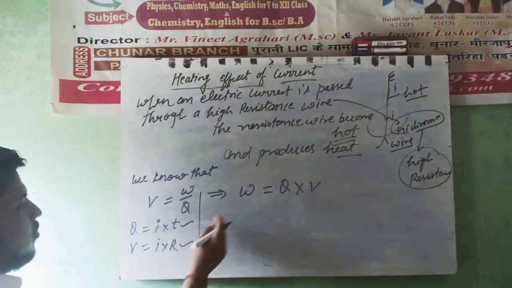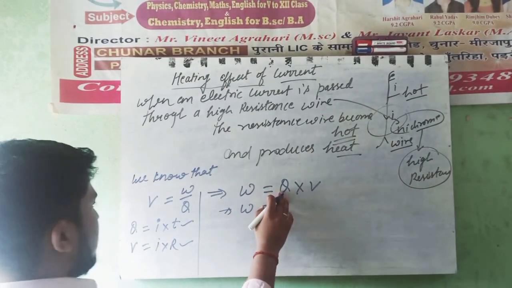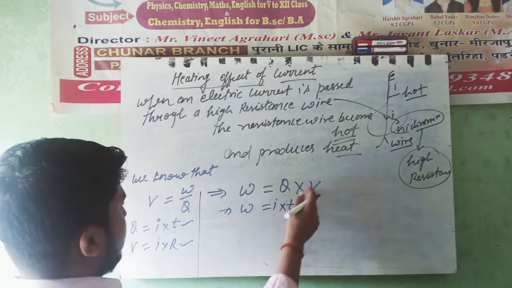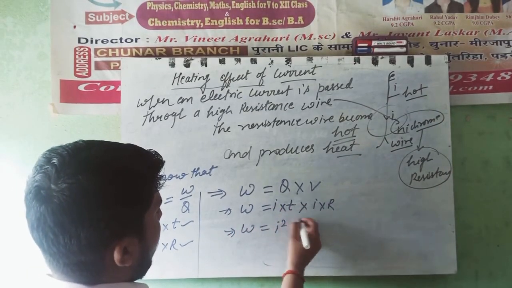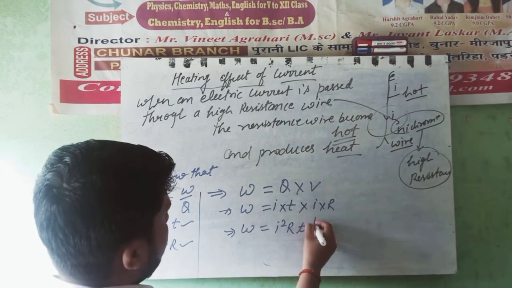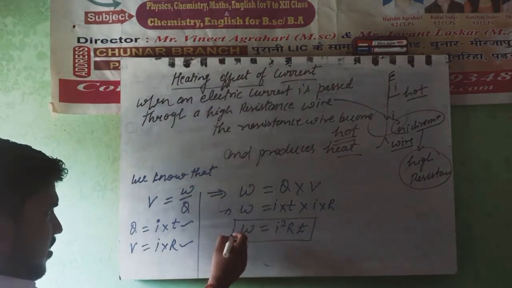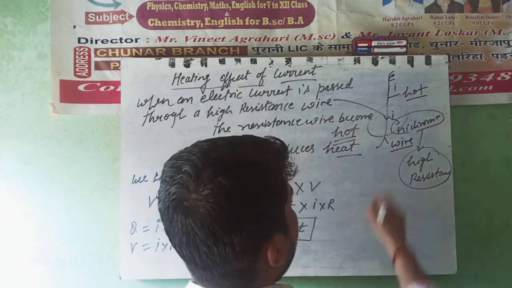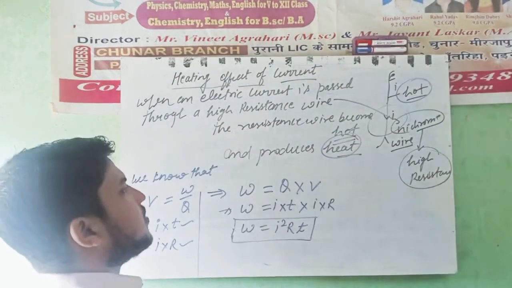So now put these values in here. What we get? W is equal to Q into V. At the place of Q, you can write I into T, and at the place of V, we can write I into R. Then what we get? W is equal to I square into R into T. This is the formula for W, work done. And you know how much work is done here. All the work is converted into heating, and produces heat.